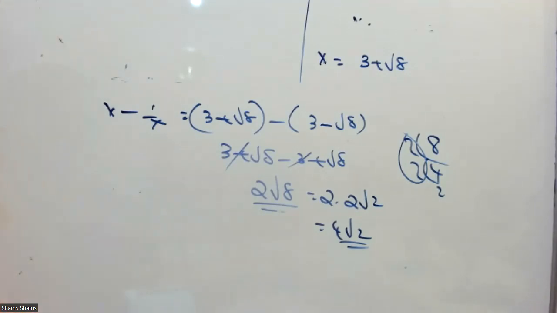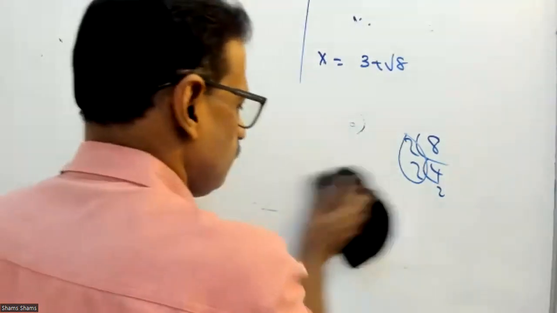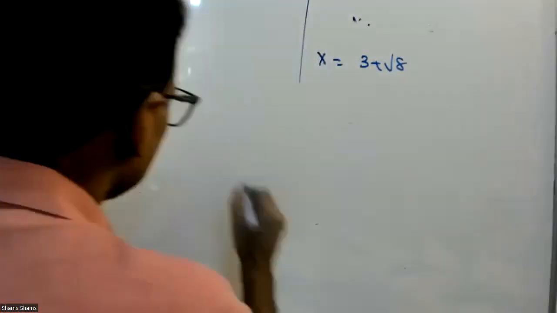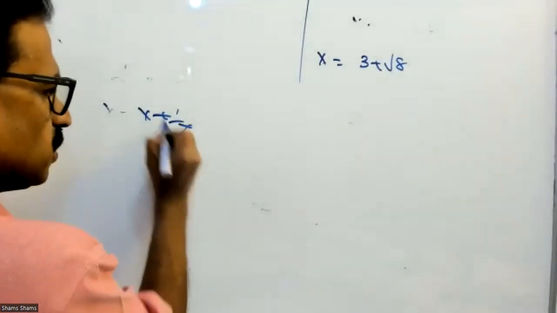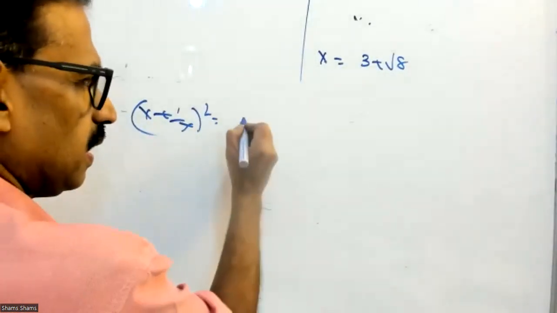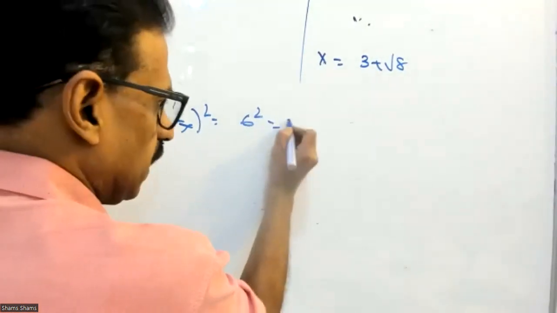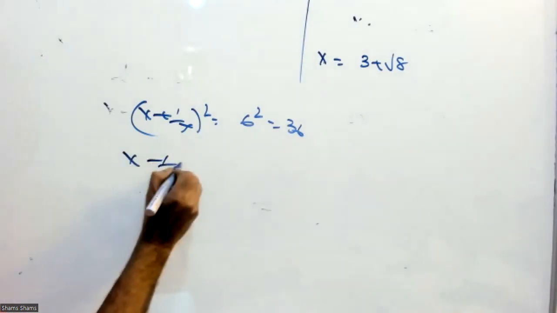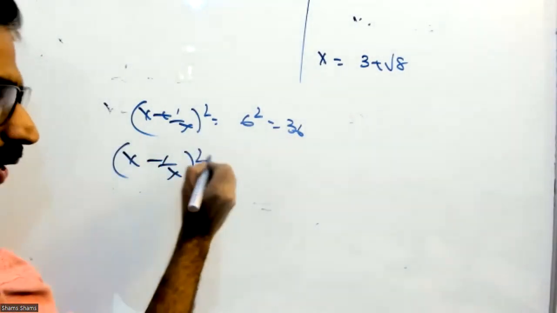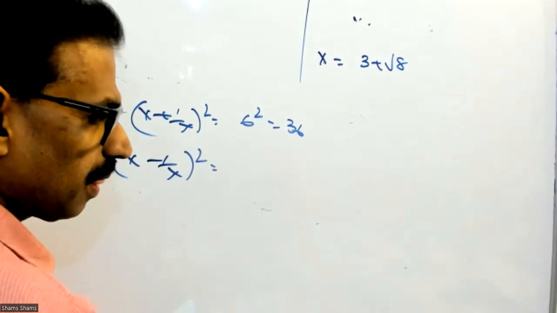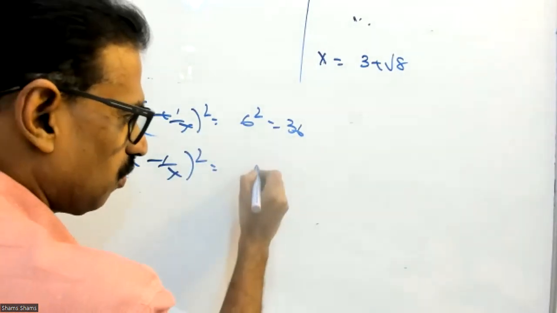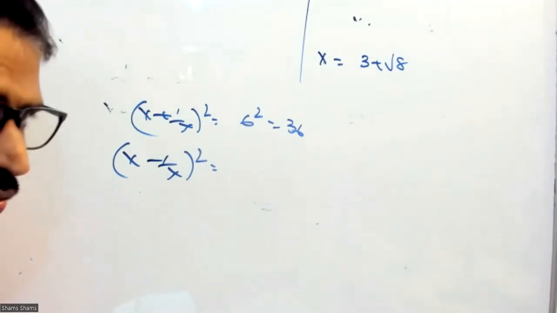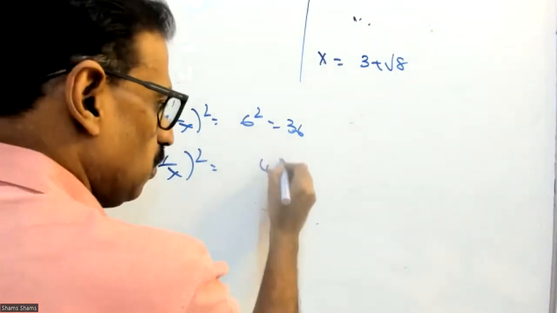Okay. Next one. What is x? x plus 1 by x whole square. That is 6 square, right? 36. I think everybody got it. Then x minus 1 by x whole square. What did you get for x minus 1 by x? 4 root 2. 4 root 2 whole square.